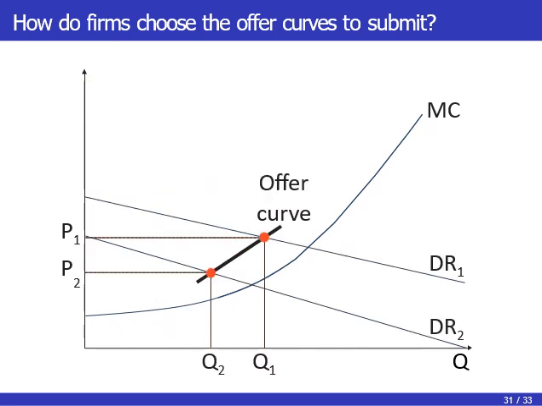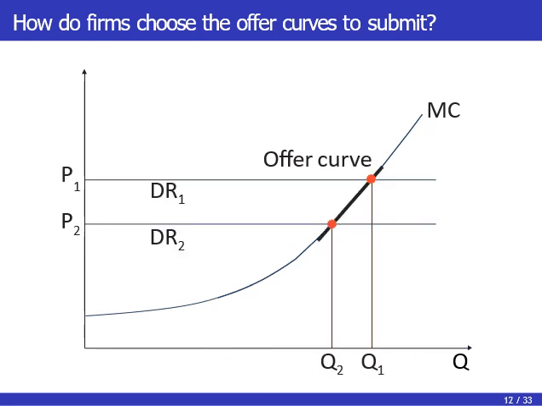If the residual demand is less or more elastic, then our offer curve would look like this. And if our residual demand curves are completely elastic, then our offer curve is just going to be a marginal cost curve. So this should give you a sense of how firms can manipulate the prices in wholesale electricity markets.